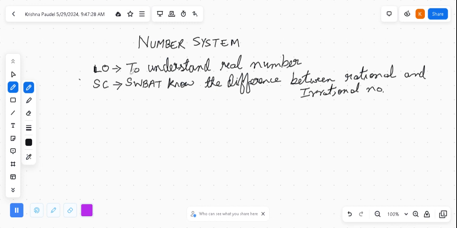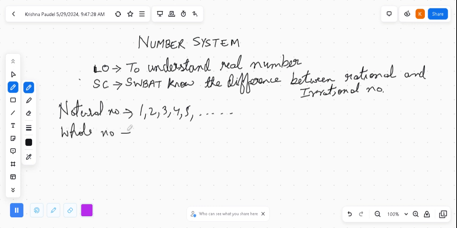As you have already seen the topic here, number system, and you've already come across numbers like natural numbers. When we say natural numbers, all the counting numbers that we have come across in our lower classes, like 1, 2, 3, 4, 5, 6, and so on, are called natural numbers. Then we have seen whole numbers. What we understand by whole numbers is when 0 is introduced with natural numbers: 0, 1, 2, 3, 4, and so on. This series of numbers is called whole numbers.